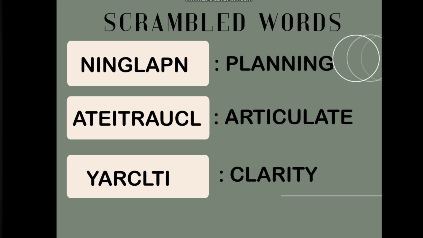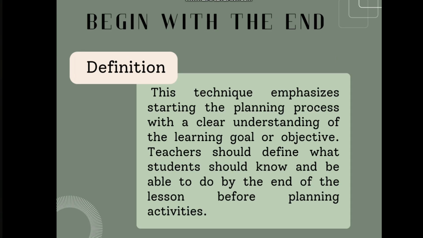Yes. So moving on to our topic, begin with the end. Can you read it with me? Okay, so it says here, this technique emphasizes starting the planning process with a clear understanding of the learning goal or objective. Teachers should define what students should know and be able to do by the end of the lesson before planning activities. So, this technique allows students to understand the expected learning outcomes and outputs for a subject after the teacher's discussion. And to further understand how this technique works, here are 3 steps for using begin with the end in a class demonstration.